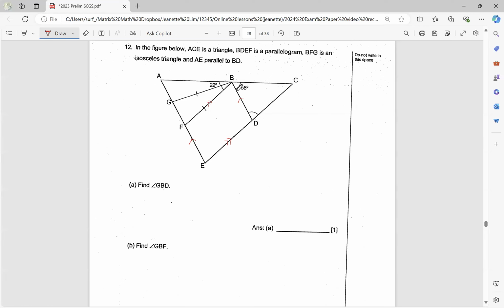Now, GBD, this whole thing here, is actually angles on a straight line, 180 minus 22 minus 58. So that gives us 100 degrees. So that whole thing there is 100. Find GBF.